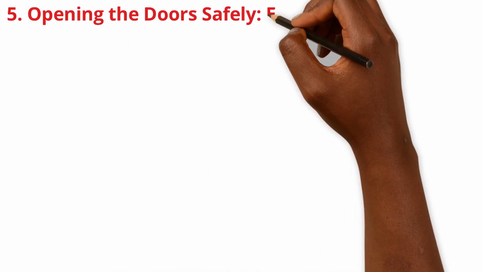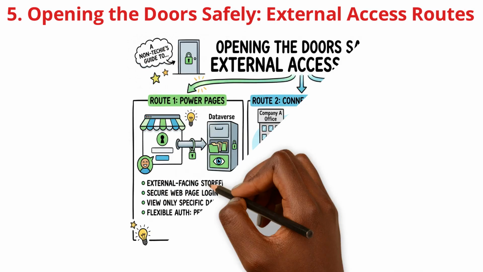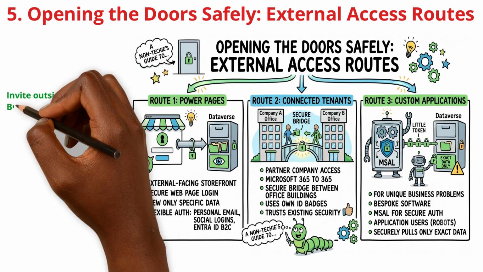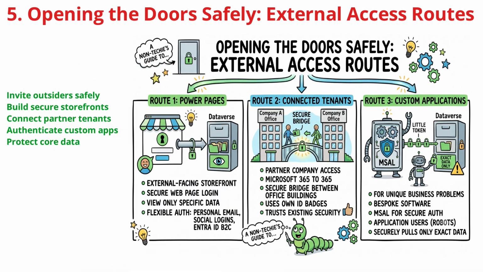While we have focused on securing our digital building from the inside, sometimes you absolutely must invite outsiders in. We have 3 safe routes for this. Route 1 is Power Pages, which creates a secure, external storefront where customers only see their specific files.